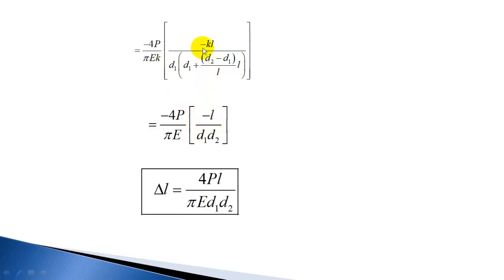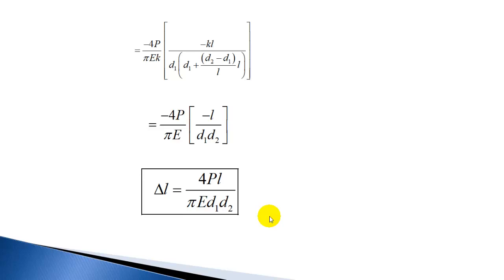In the numerator, this k I have cancelled, so minus L. So this L cancels, minus d1 plus d1 cancels, you get d2, so d1 d2. So this minus of minus will cancel, 4PL divided by pi E d1 d2. So you get a simplified relation: delta L is 4PL divided by pi E d1 d2.